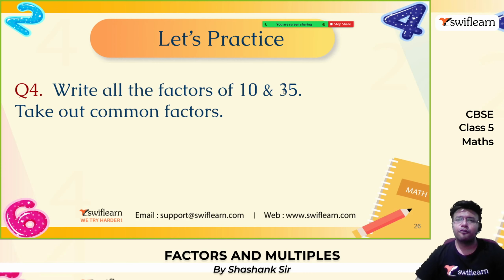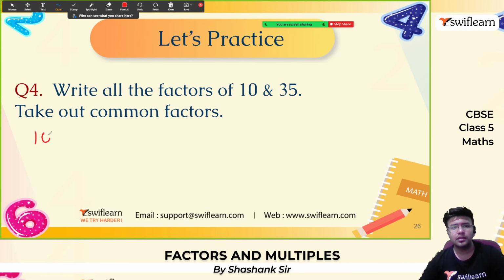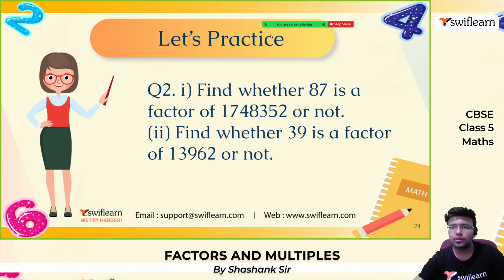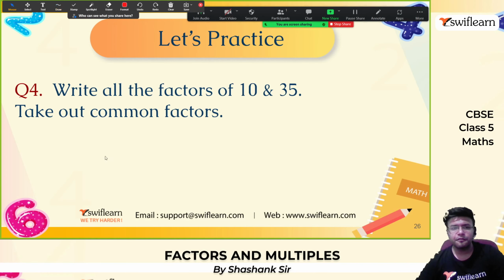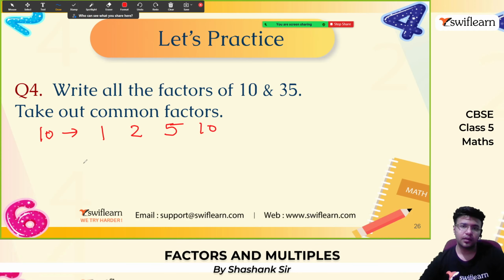Okay, what are the factors of 10 and 35? Take out the common factors. The factors of 10 are the numbers which divide 10. Multiples are what you get by multiplying. So 1 is a factor, 2 is a factor, 5 is a factor, and 10 is a factor. For 35, 1 is a factor.